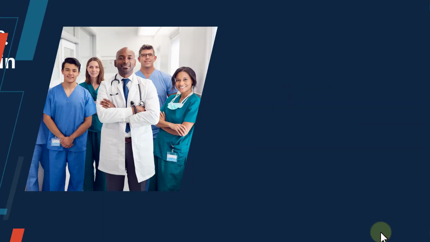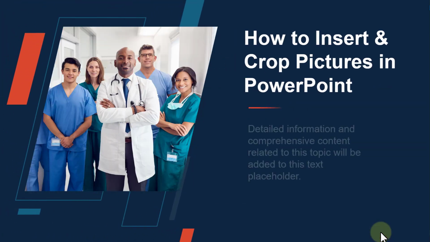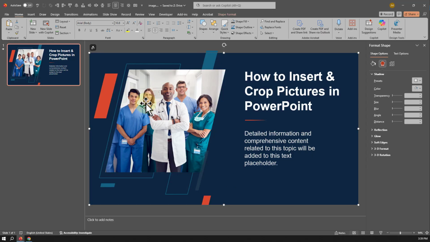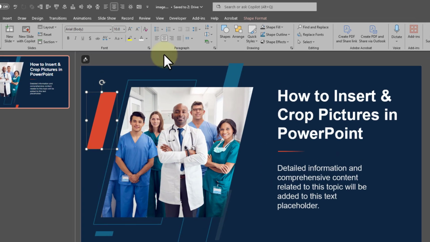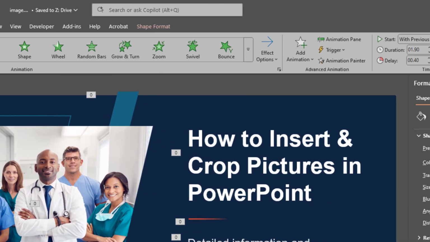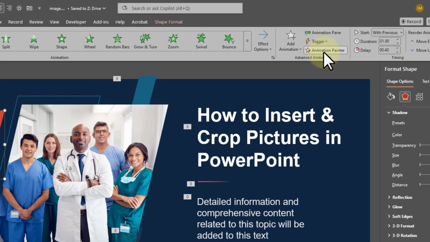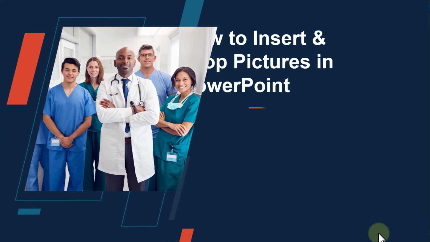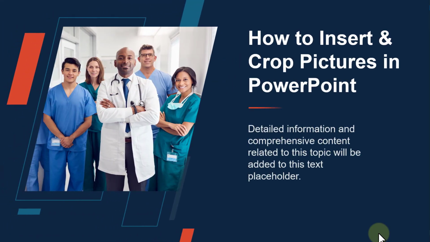I'll click play and the elements come in. But say I want this image to be animated as well. All I have to do is click on an animated element, go up to Animations at the top, go to Animation Painter and click on the image. And now that animation from that one element is painted on and everything comes in nicely and ready to go. And this slide could be ready to use in your presentation.